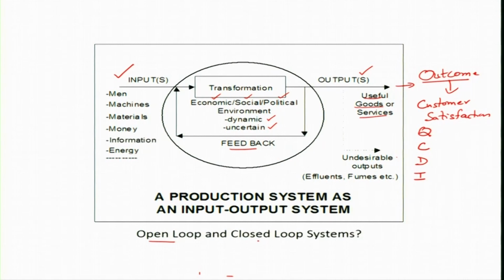If this feedback is not there, if this link is not there, that means there is input, transformation and output, and there is no feedback back to the system, then it is called an open loop system. It is a one directional system, whereas in a closed loop system the feedback is given to the system so that it can improve, it can change itself so that it produces as per the plan, as per the requirements. So, that is the concept of open loop system and closed loop system.